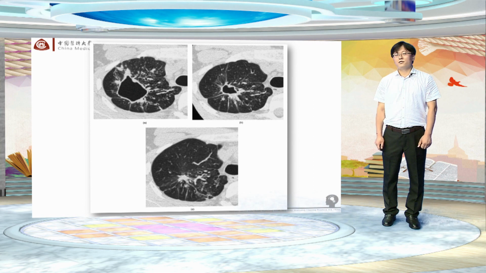These three pictures show the healing of a thin-walled cavity in the patient's right upper lobe. You can see the cavity gets smaller and smaller, leaving a fibrotic scar.